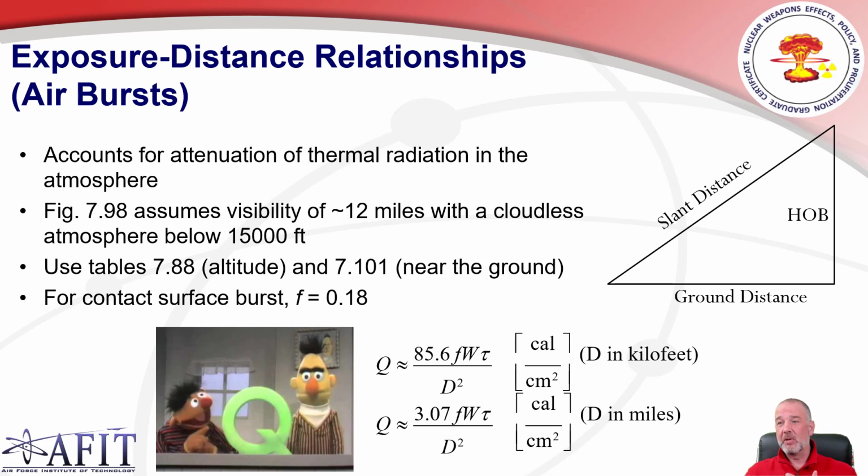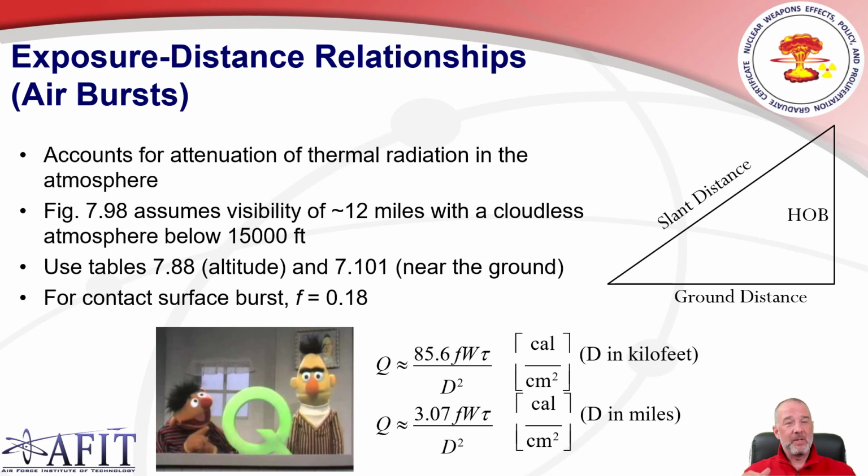So the figure I just showed you assumes a visibility of about 12 miles below 15,000 feet. However, if you want to be more accurate, then you can use tables 7.88 and 7.101, which give you that density correction factor, that F, the thermal partition factor. And we can come up with two equations. One has distances in thousands of feet, and the other has distance in miles. And the numbers in front, in the numerator of both equations, account for, we'll call it conversion factors. That's basically what they're there for.